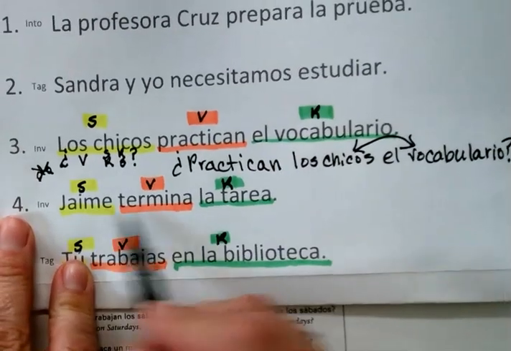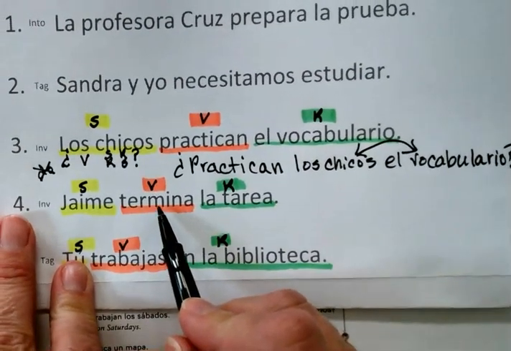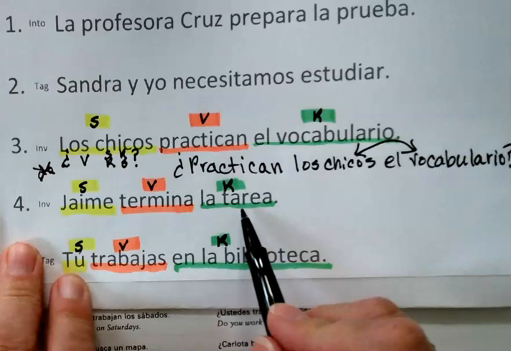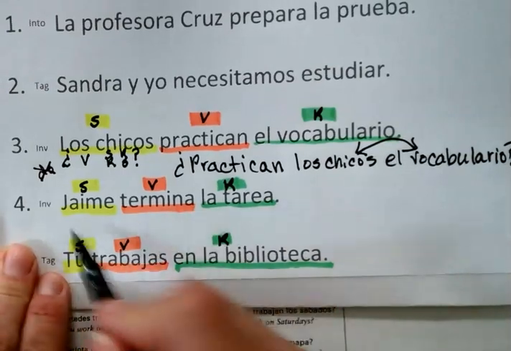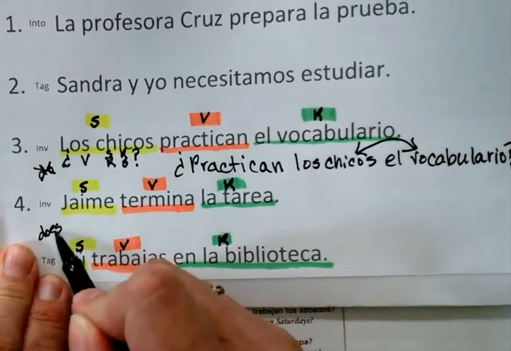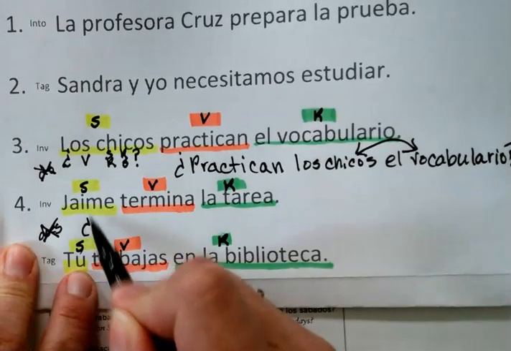Okay, so we're going to put our verb first. So, Jaime termina, ends, or finishes la tarea, the homework. So we want to ask, does Jaime finish the homework? But we can't do that. We have to start with our verb.